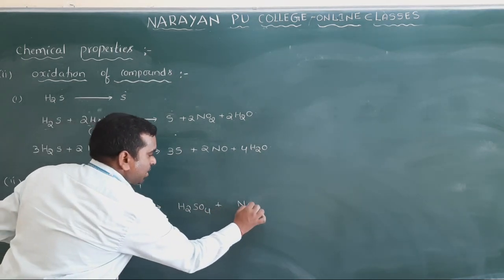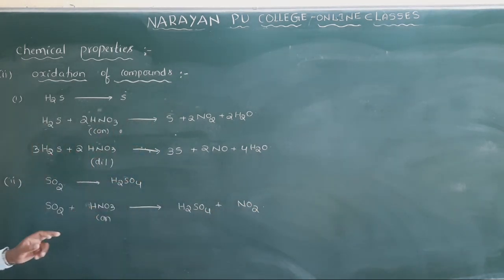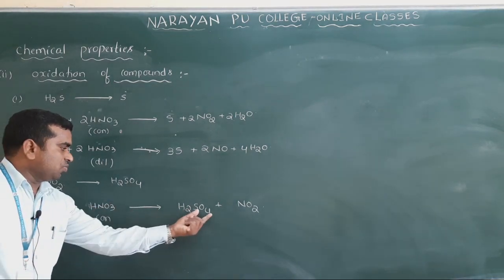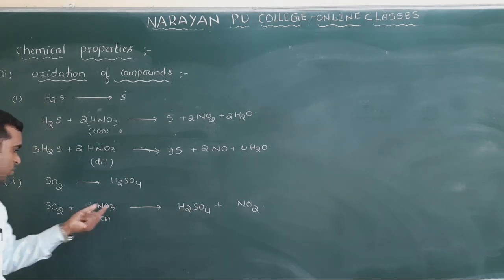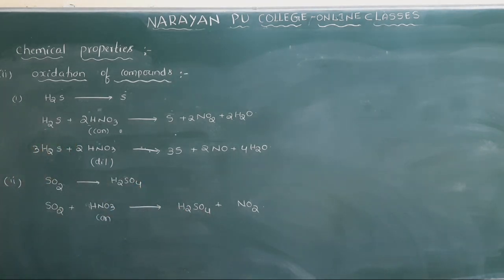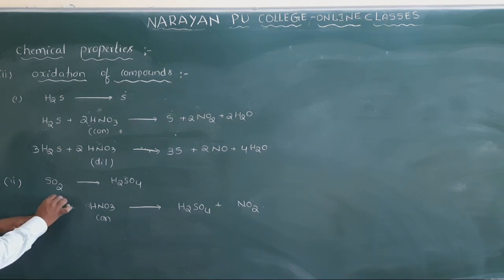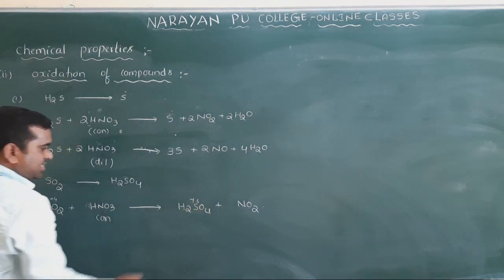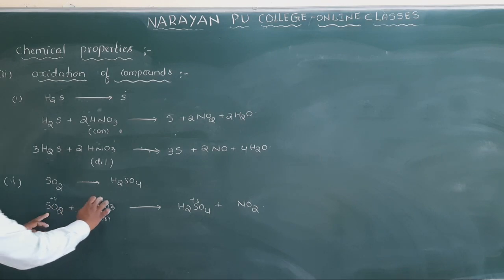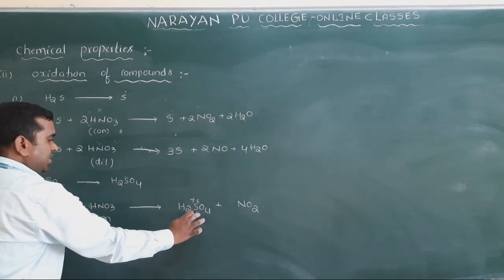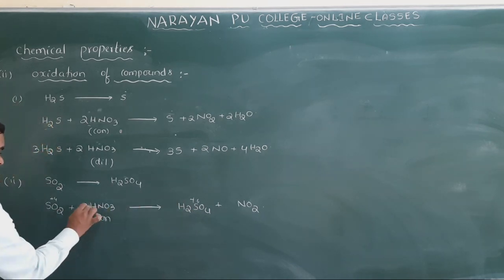HNO3 will be converted into NO2. But H2O will not come, because this hydrogen is used in the formation of H2SO4. Water will not come there. Clear? Balance the reaction: here it is +4 and here +6, and here +5 and +4. 1 unit decrease here and 2 units increased here. So I have to multiply this one with 2.